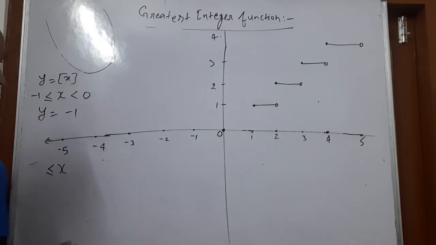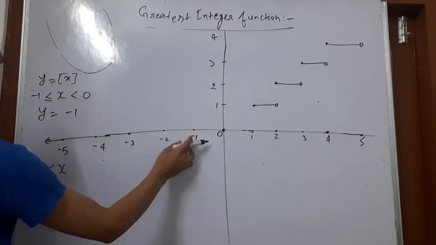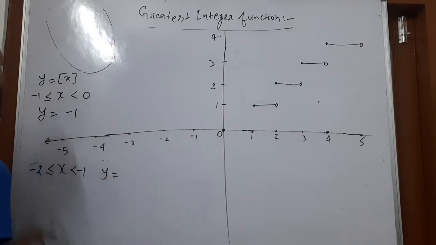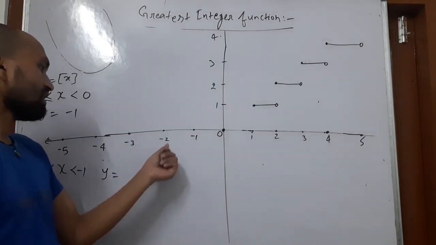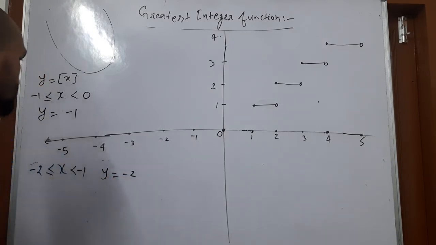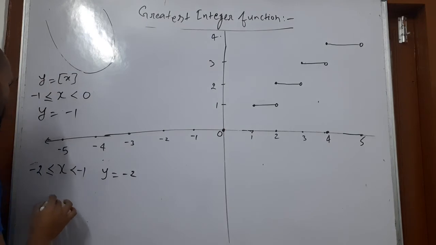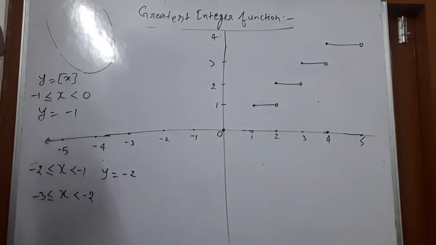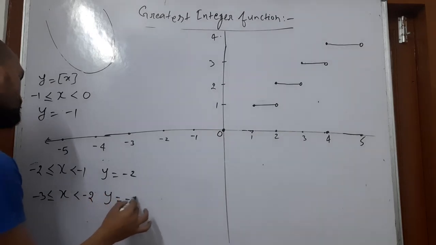Okay, when x is greater than -2 and less than -1, what is the value of y? It will be always -2 because in this interval left side value will be -2, and in this interval when x is greater or equal to -3 and less or equal to -2, okay students, it will be always -3.